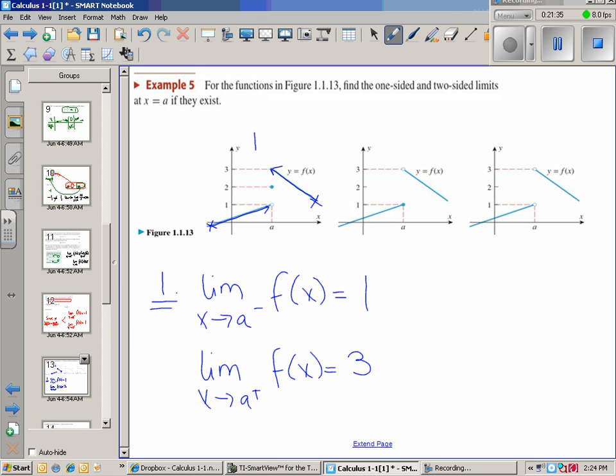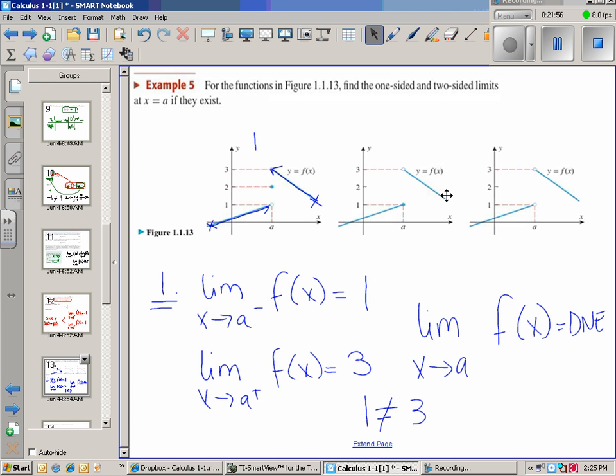And now I look at it and I say, hey, here are my one-sided limits. The two-sided limit does not exist. So the limit as x approaches a, notice no right or left, of that function does not exist. And the reason is 1 is not equal to 3.